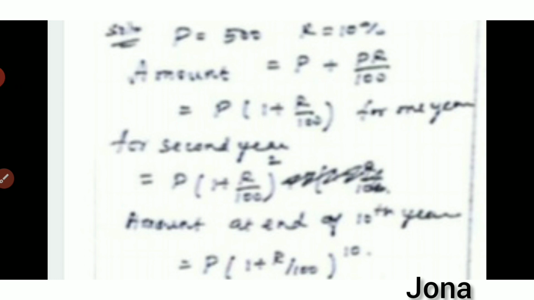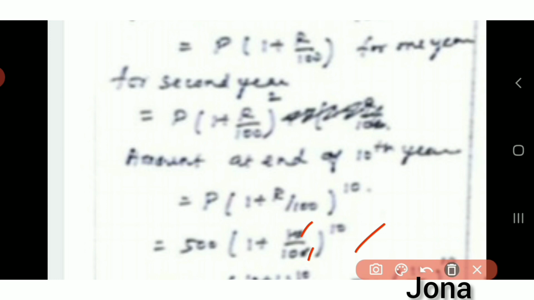So the amount at the end of the first year is P plus PR by 100, isn't it? So we can take P as common. So P into 1 plus R by 100 for 1 year. And then for the second year, P into 1 plus R by 100 the whole square. And at the end of the 10th year, it is P into 1 plus R by 100 the whole power N. That N is nothing but 10 here. So put 10 here. The principal is 500.